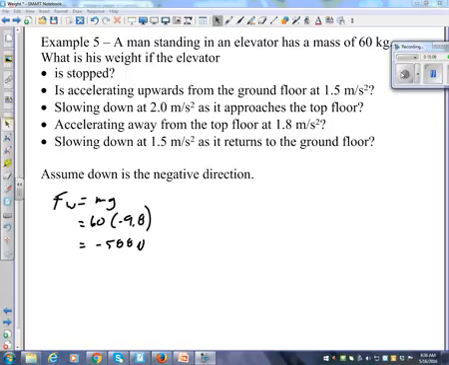Hang on, Alex. Don't let me lose my train of thought here. My normal force, my weight, is going to be 588 newtons.